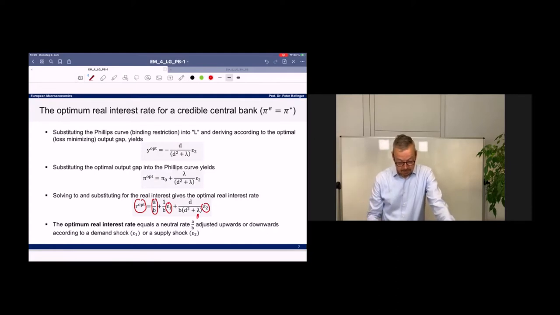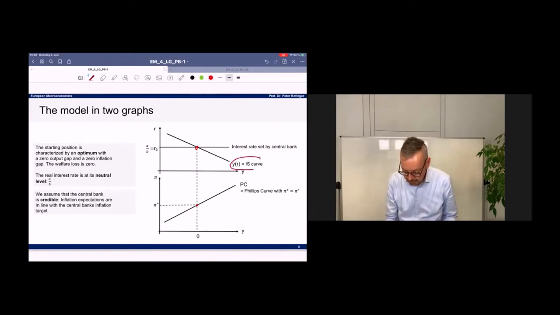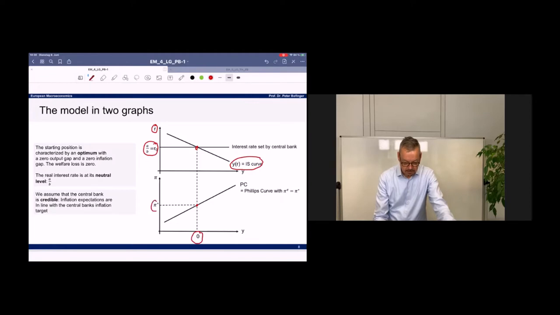Okay. Relatively simple mathematics you did already, or will do. So let's go through it just through the graphs. And so we start with an optimum situation, an equilibrium situation. I think that's very important when you discuss policies, that you start with the situation without a shock. And graphically, we have here our IS curve, downward sloping, depending on the real interest rate. Here our neutral real interest rate, here our zero output gap, and here our inflation at its target value, and here our Phillips curve, and the Phillips curve assumes that the expected inflation rate is equal to the target rate.